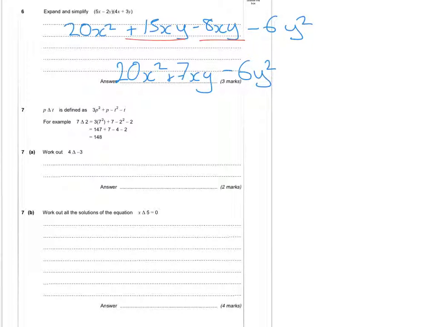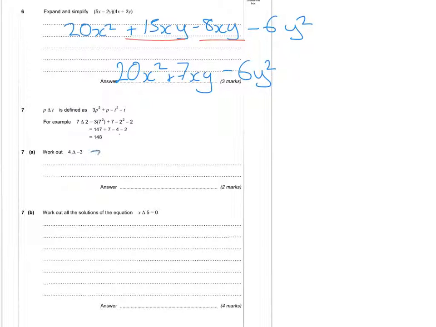p triangle t is defined as 3p squared plus p minus t squared minus t. For example, 7 triangle 2 is 3 times 7 squared plus 7 minus 2 squared minus 2. Okay, so you just put in, where you see a p, you put in a 7, where you see a t, you put in a 2. Work out 4 triangle negative 3.